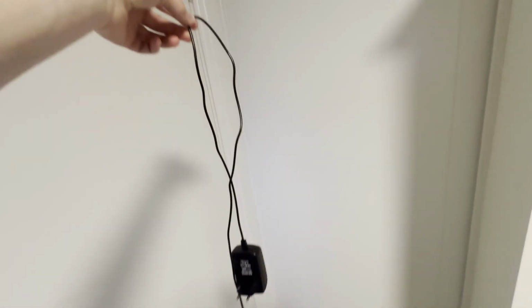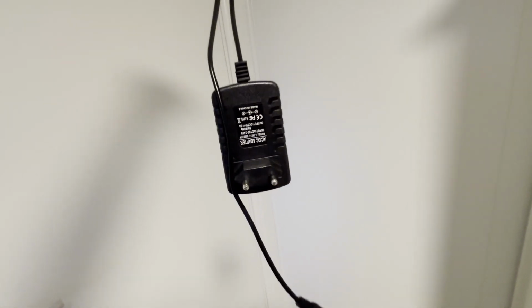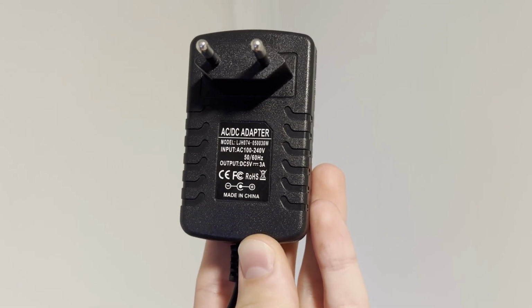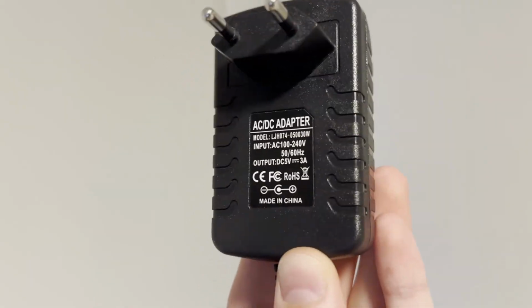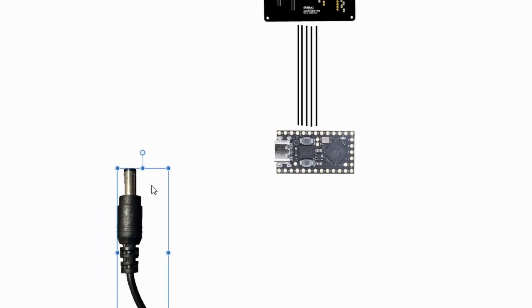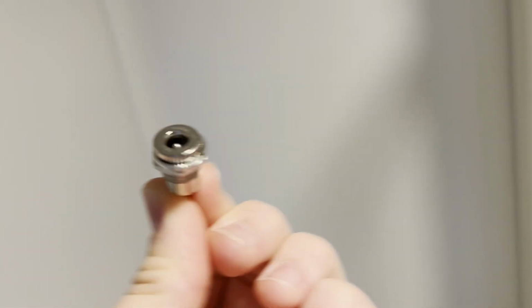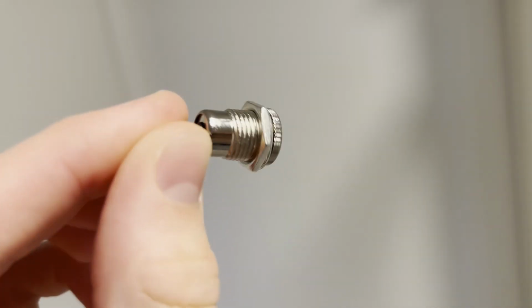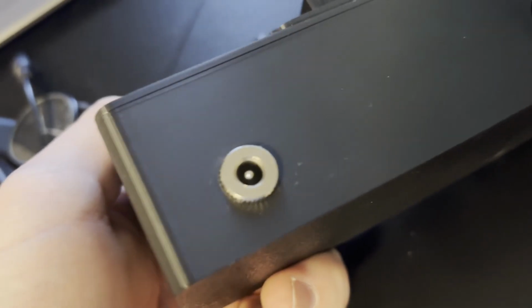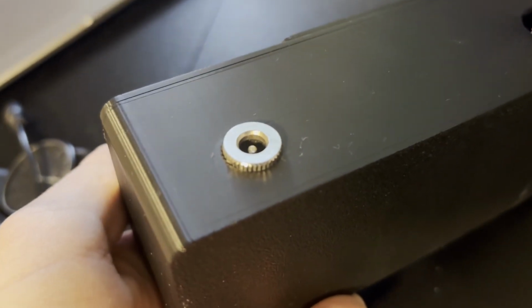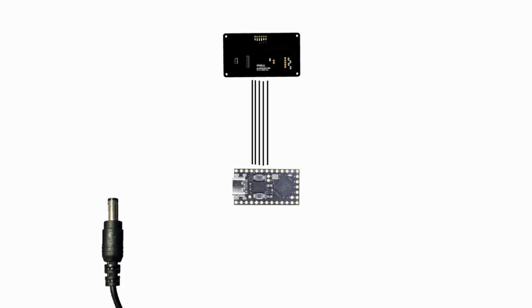We are going to be using this AC to DC adapter. It's got 5 volt 3 amps, so it should have more than enough juice to power the entire machine. And to get this power into our machine, we're going to be using this DC plug that can easily be implemented into our enclosure.